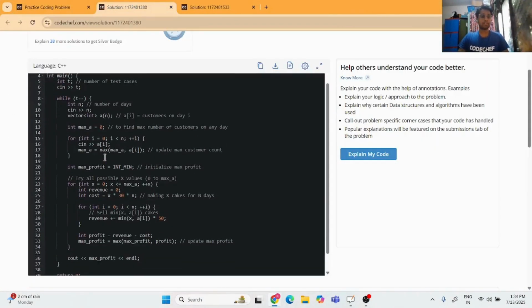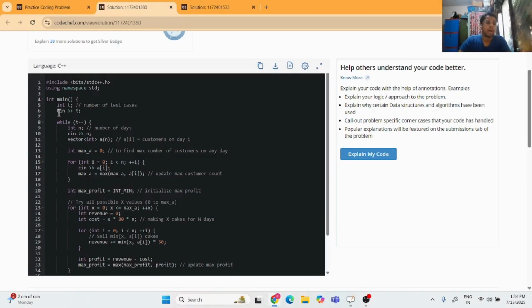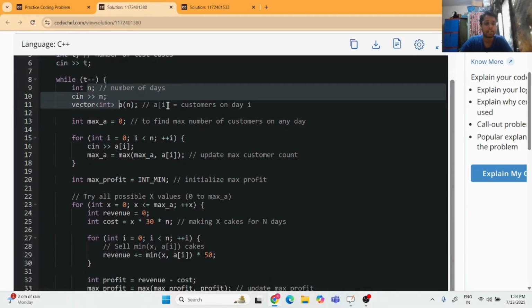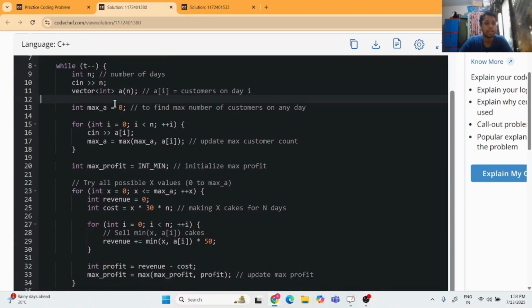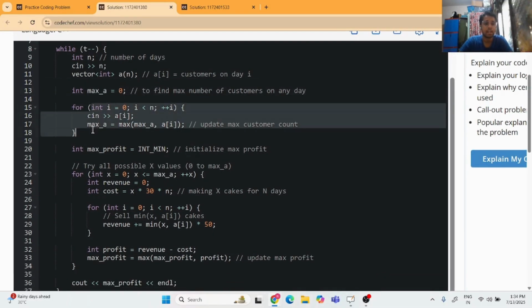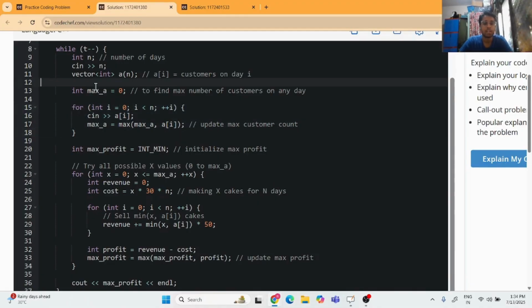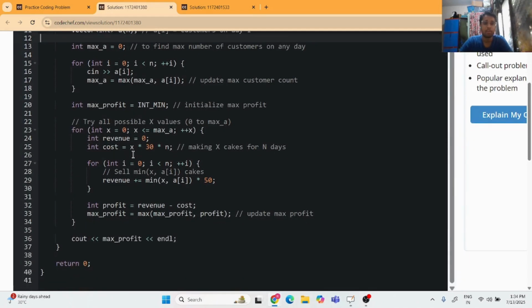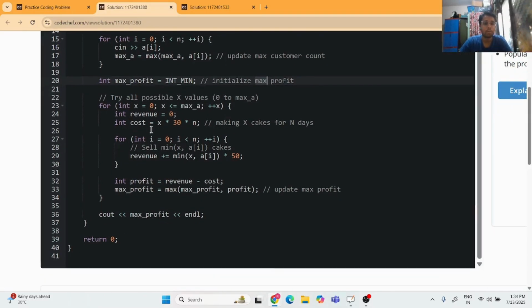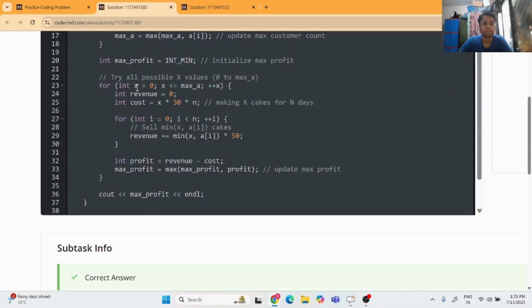So guys, this is my simple C++ code. I took the input for all the test cases, as well as the number of days and the customers on day i, in an array. I will initialize a variable to find the max number of customers on any day. In this for loop, while taking the input for a of i, I will also update this max with the max customer count throughout that array. I will initialize max profit to some smaller number right now, and we will try all possible x values from 0 to max of a, which we calculated over here, right?